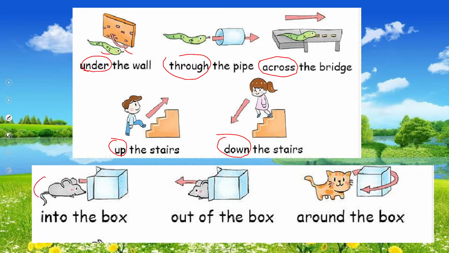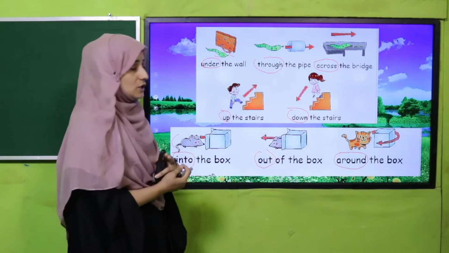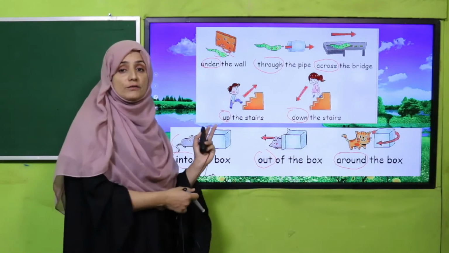Good. And where is this rat, my dear students? See that? Yes, going into the box. And that next one is now coming out of the box. And what is that cat doing, my dear students? Around the box. Okay, so have you got that? Which sense are these words giving us? Yes, these are telling us the position of nouns.